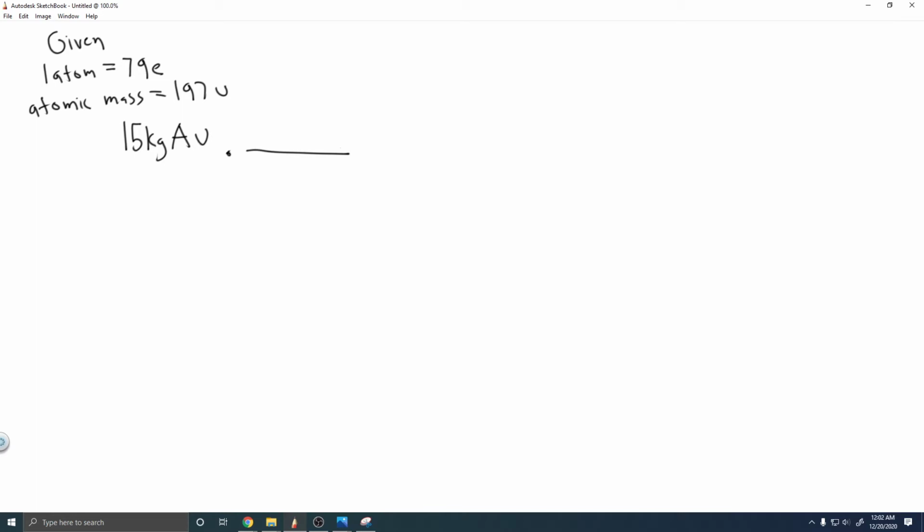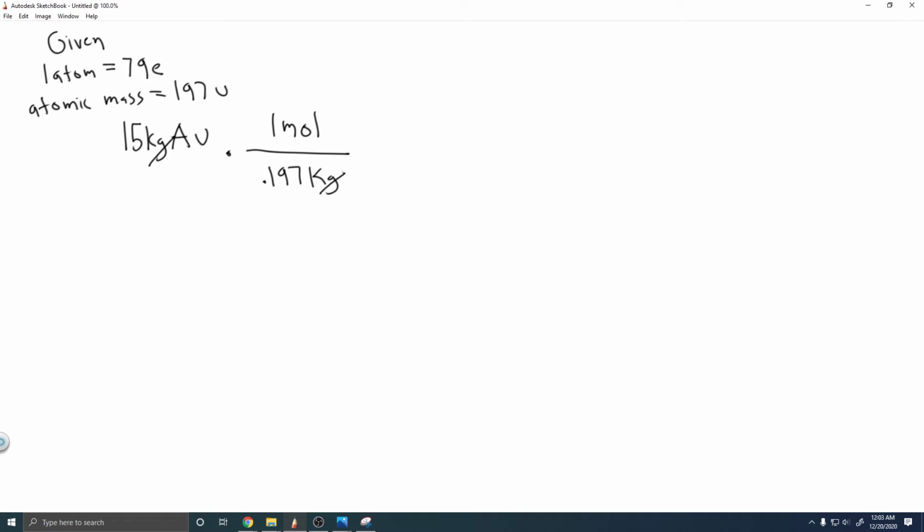The first thing that we want to do is convert from kilograms into moles. When they tell us the atomic mass, they're basically telling us the number of grams for every one mole. So they tell us 197 u, that just means 197 grams per mole. We want to make sure this is in kilograms, so 197 grams is equal to 0.197 kg, just divide by 1,000. Now we can convert to moles: one mole is 0.197 kg. That gets rid of the kg, so now we just have moles.